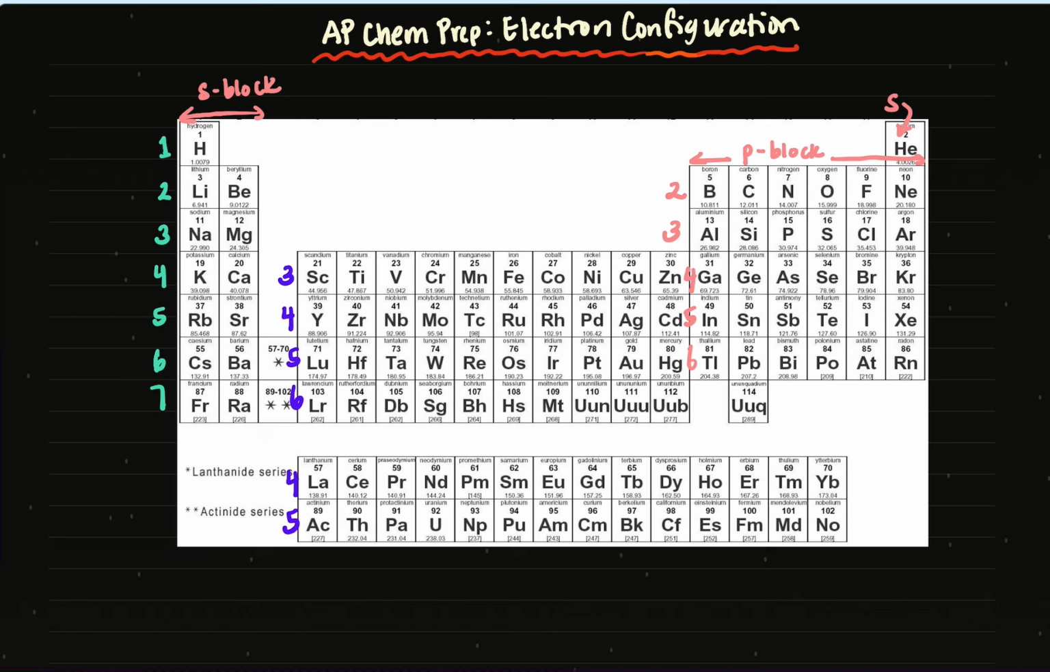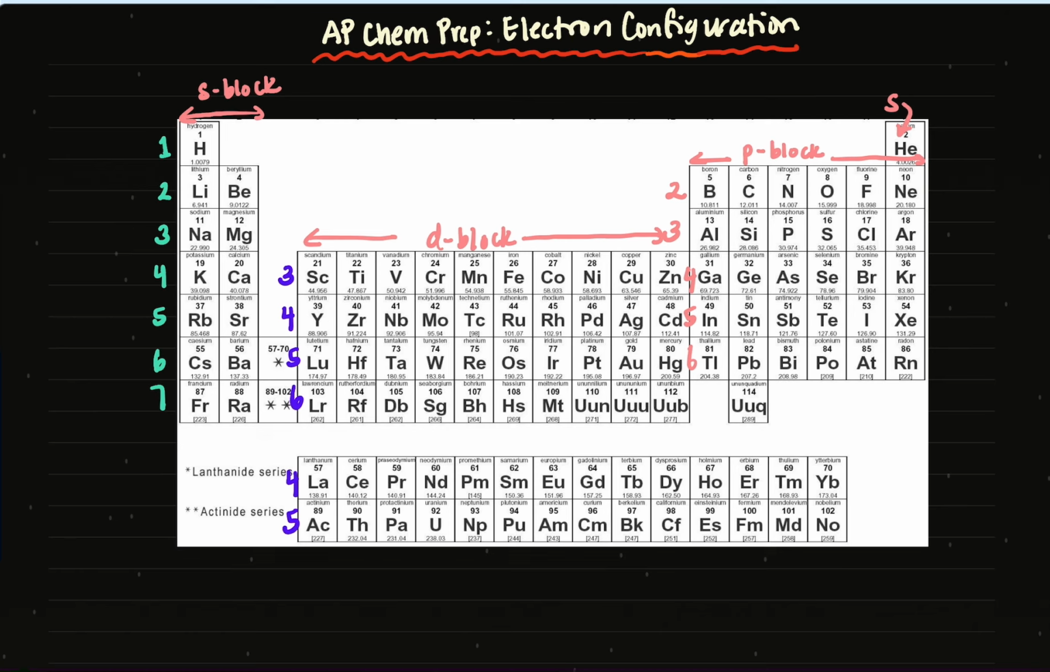This section of the transition metals is called the D block. Okay, so again, meaning any element that falls in this segment ends with an electron configuration of d. So if I'm scandium, I end with d1, titanium, d2, and so on and so forth, all the way up to d10, because the D block can hold 10 electrons.